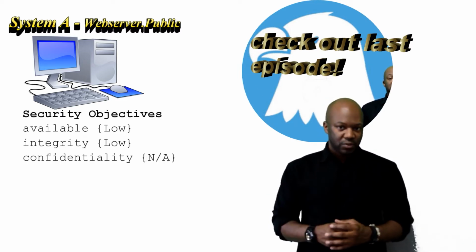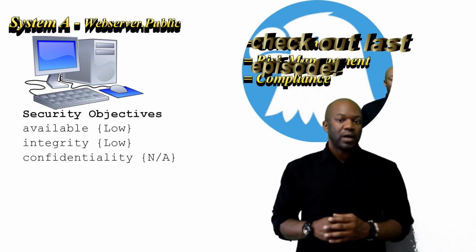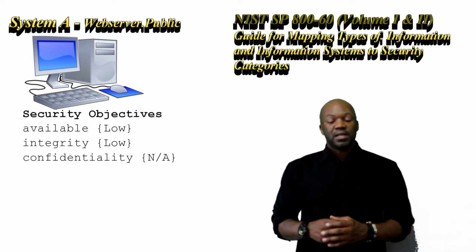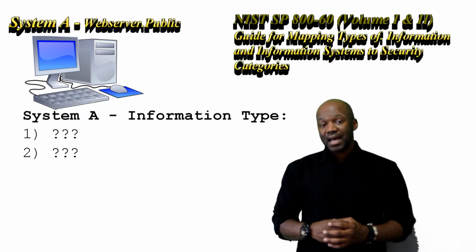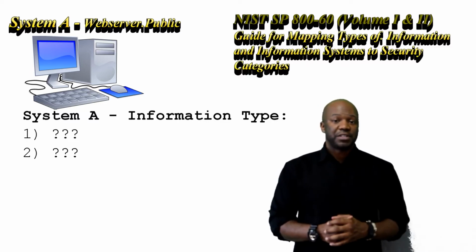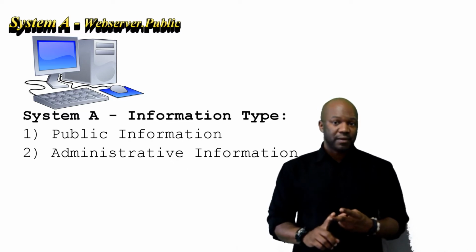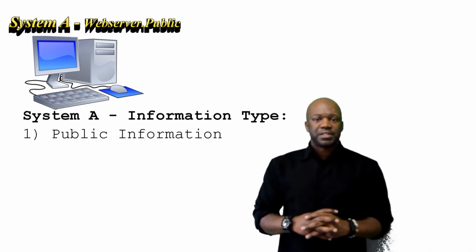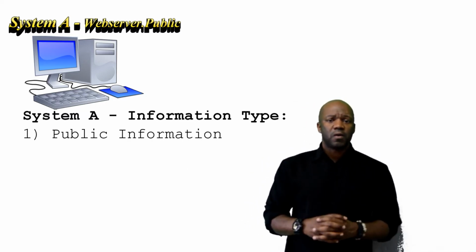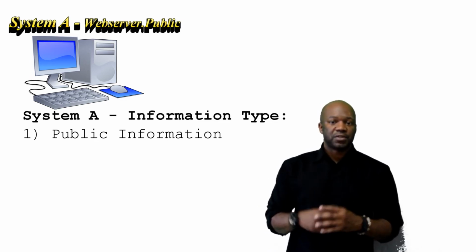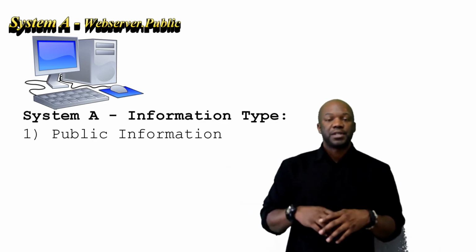One of the first things you do with the system when you're determining what categorization it needs is you look at the actual information type. We're going to use two information types. One is public information, the other is administrative information. So with the public information type for our web server, we already know that we're serving out information. So this is publicly available information to the world.